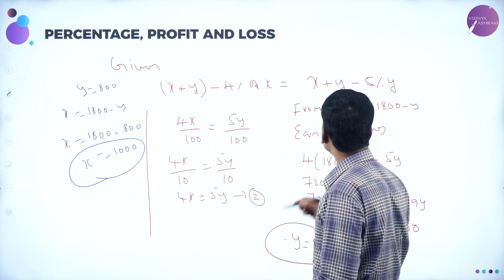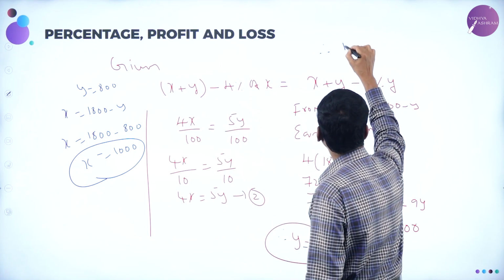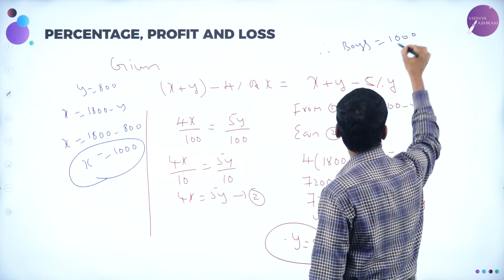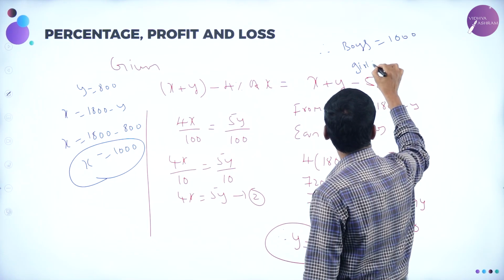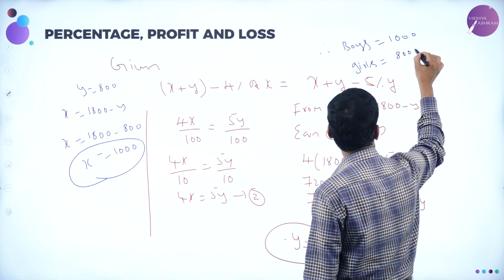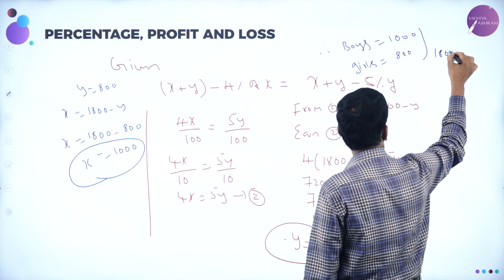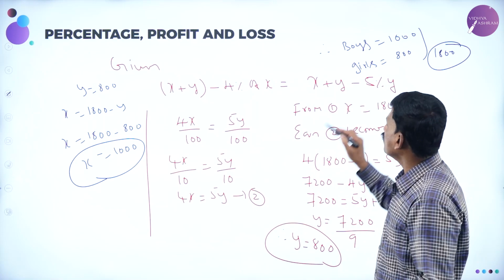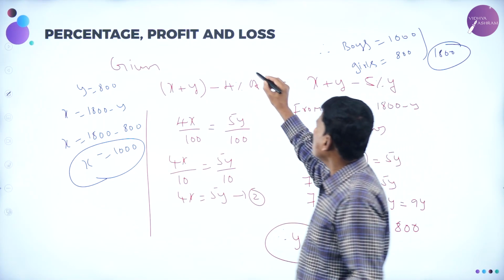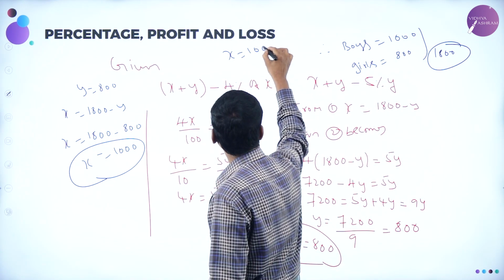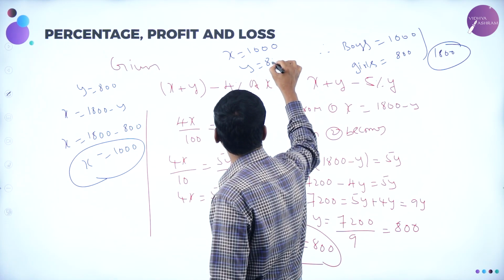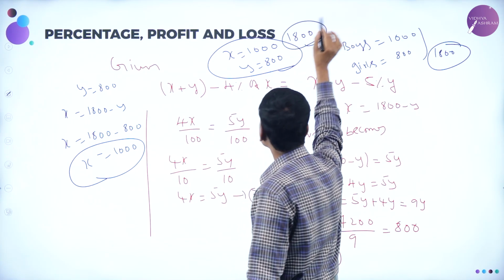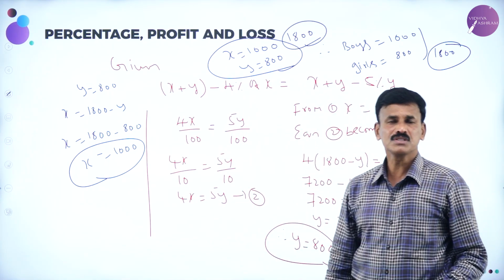What is the conclusion? Therefore, the number of boys is equal to 1000 and the number of girl students is equal to 800. Total 1800 students. That's it. So here we find the number of boys and girls. The number of boys x is equal to 1000 and the number of girls y is equal to 800. Altogether you will get 1800 students. This is how we are going to solve the problem.